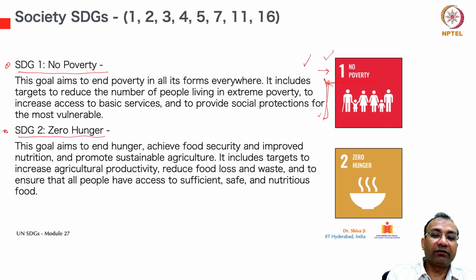Next we have SDG 2, zero hunger. This goal aims to end hunger, achieve food security, improve nutrition, and promote sustainable agriculture. It includes targets to increase agricultural productivity, reduce food loss and waste, and to ensure that all people have access to sufficient, safe, and nutritious food.